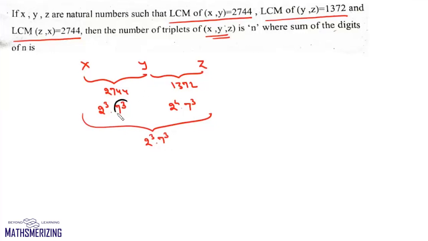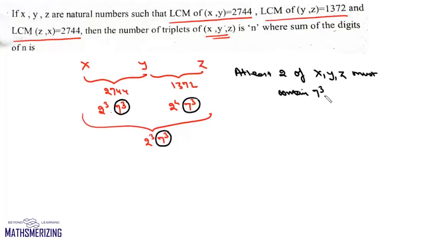Now since LCM of xy contains 7 cube and LCM of yz also contains 7 cube, and LCM of xz also contains 7 cube, that means at least 2 of x, y and z must contain 7 cube. So these two can be either xy, yz or xz. So these two can be selected in 3C2 ways. If 2 of them are 7 cube, then the third one could be 1, 7, 7 square or 7 cube. So it will be 3C2 into 4 minus, now we have 3 cases. In each of the 3 cases, we'll have 7 cube, 7 cube and 7 cube. So we have to remove 2 cases from this. So it will be 3C2 into 4 minus 2, which is 12 minus 2, and that is 10. So all the possible combinations of 7 are given by 10.